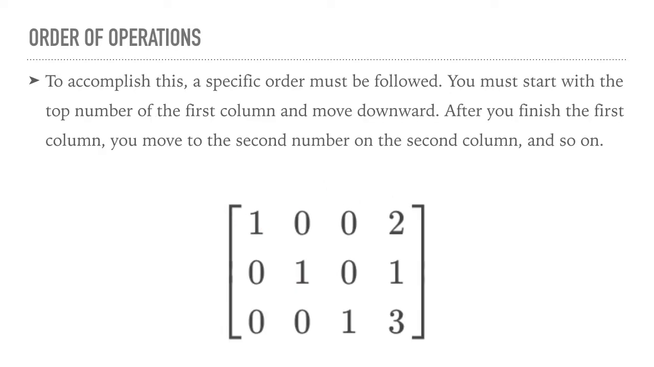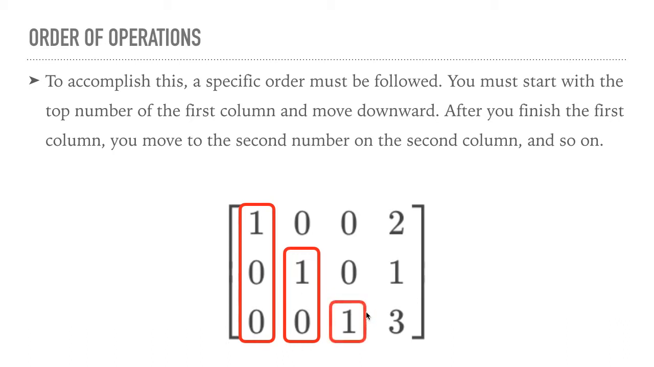Now to accomplish this, we must follow a specific order. You must start with the top number of the first column and move downward. And after you finish that first column, you move on to the second number on the second column, and so forth. For example, we start with the 1, then move downwards, and when we finish the first column, we move into the second column, and then when we finish the second column, we move into the third column. And this is the order that we need to follow in order to achieve the row echelon form.